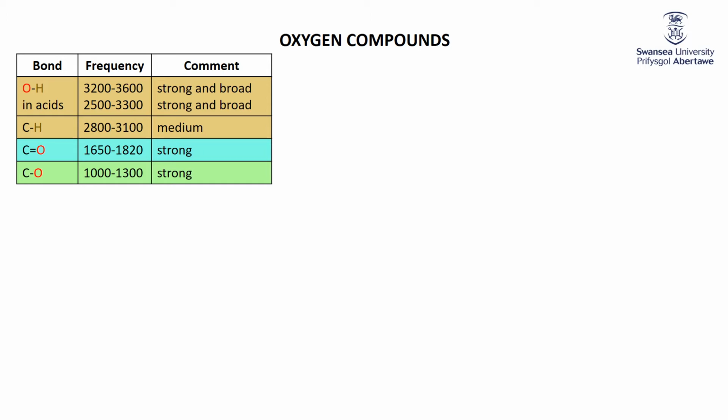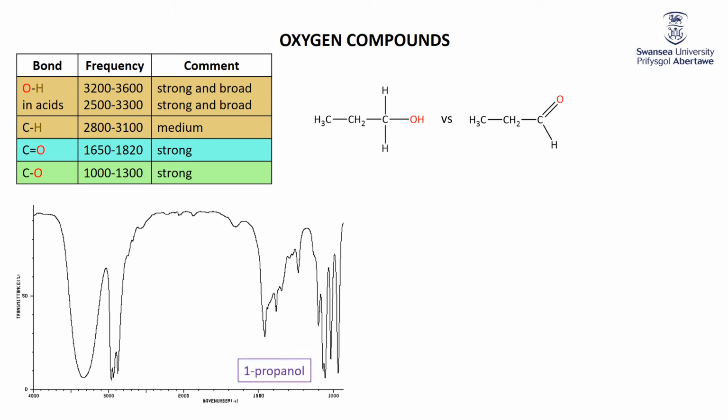But anyway, here I've pulled out from the chart some appropriate bonds or frequencies that we might see as we think about oxygen compounds. And I'm just going to compare suitable pairs of organic compounds. So let's start off comparing 1-propanol to propanal. In other words, the mild oxidation product of 1-propanol. So here's the spectrum of 1-propanol. Let's see what we can see.